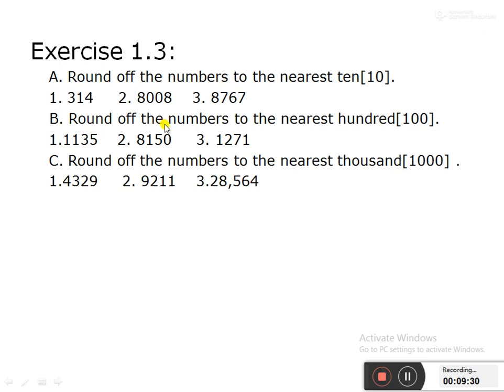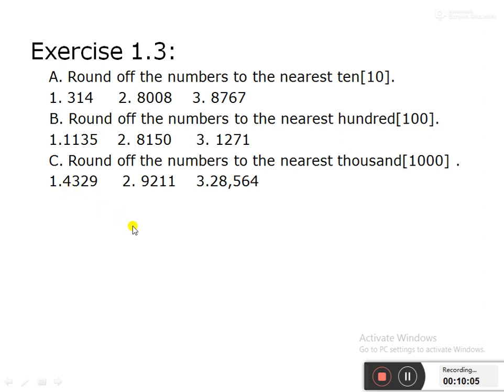Next, round off the numbers to the nearest 100. This is also the same. We have to underline the tens place, but there is a change in the 100 place. If the number is less than 5, there is no change in the 100 place. If the number is more than 5, we have to increase one number in the 100 place. Next we are going to find the nearest 1000. This is also the same. We have to underline the 100 place, but there is a change in the 1000 place. If the number is less than 5, there is no change in the thousands place. If the number is more than 5, we have to increase one number in the thousands place.